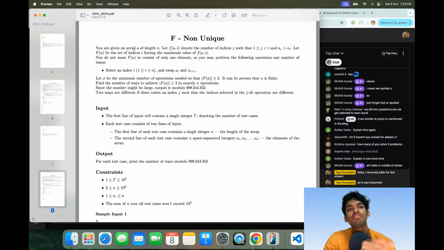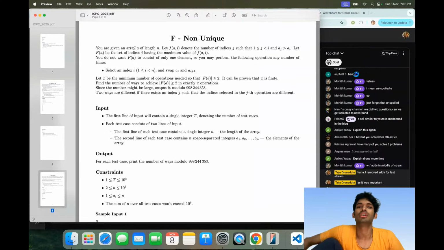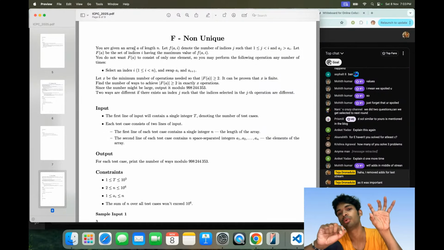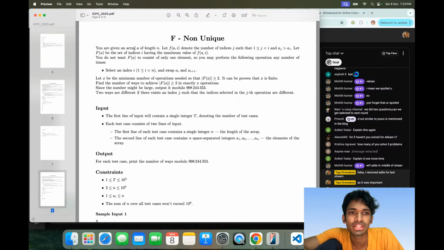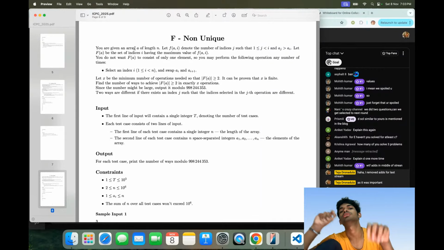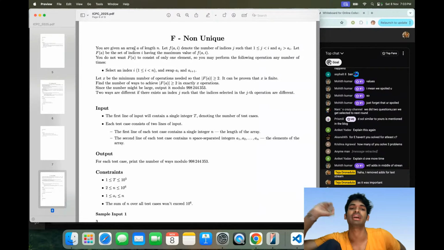You're given an array of length n. Let f of a comma i denote the number of indices j such that 1 less than or equals to j less than i, aj greater than ai. Is that an inversion? No, it is f of a comma i. It is the number of things before i that are above this value. Okay, let F(a) be the set of indices i having the maximum value of f of a comma i. So number of things above this, number of things above this. Some things have the maximum value, and F(a) is the number of indices that have this maximum value.